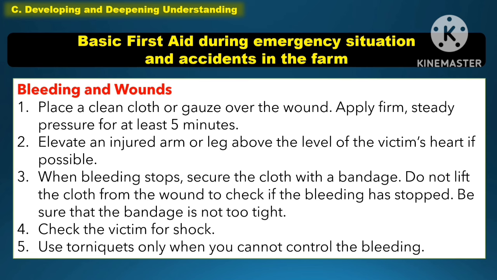The first one is place a clean cloth or gauze over the wound, then apply firm, steady pressure for at least 5 minutes. The second one is to elevate an injured arm or leg above the level of the victim's heart if possible. The third one is when the bleeding stops, secure the cloth with a bandage. Do not lift the cloth from the wound to check if the bleeding has stopped. Be sure that the bandage is not too tight. The fourth one is to check the victim for shock, and the last one is to use tourniquets only when you cannot control the bleeding.